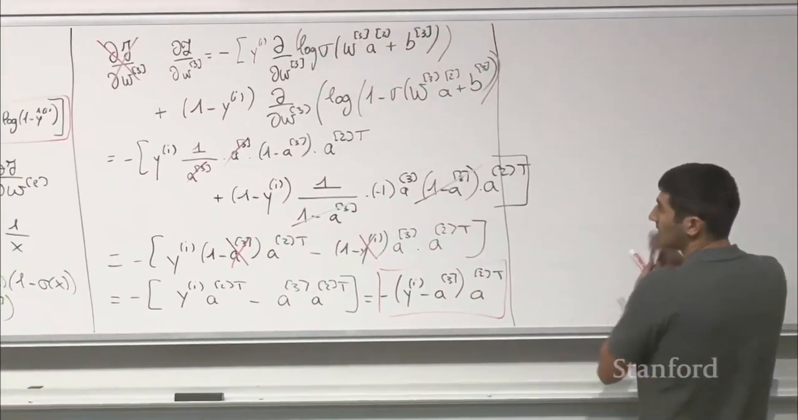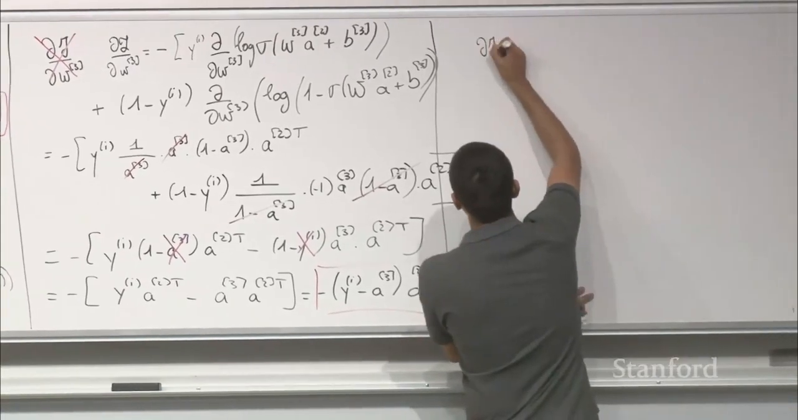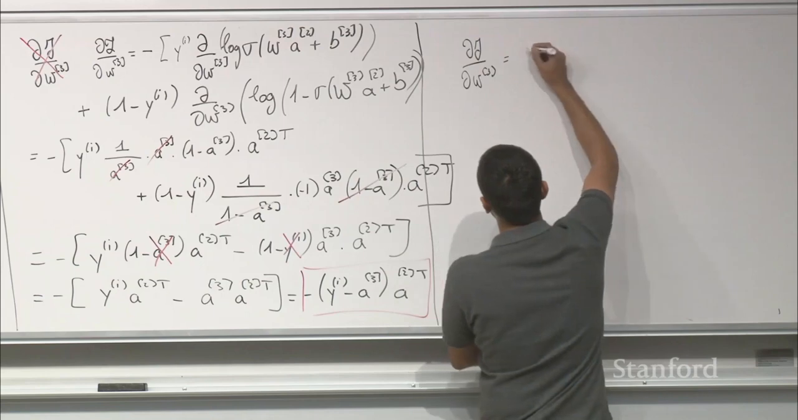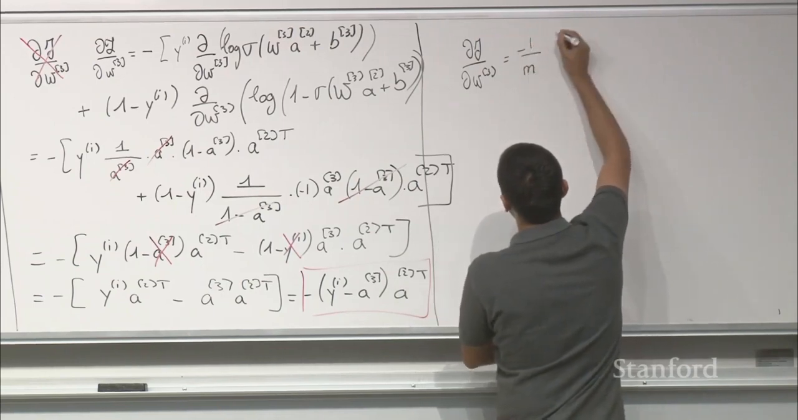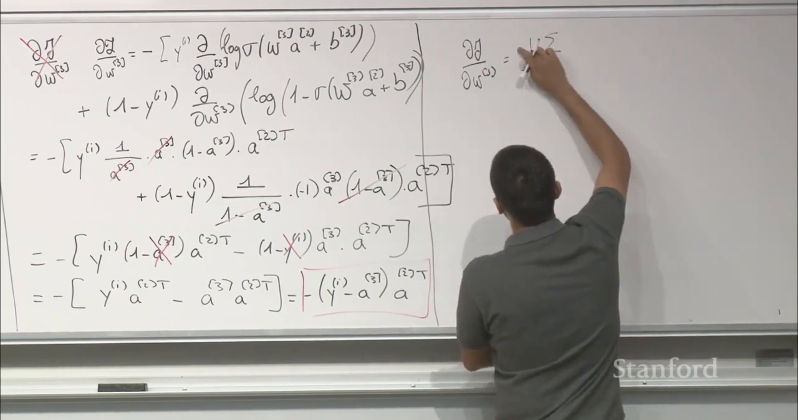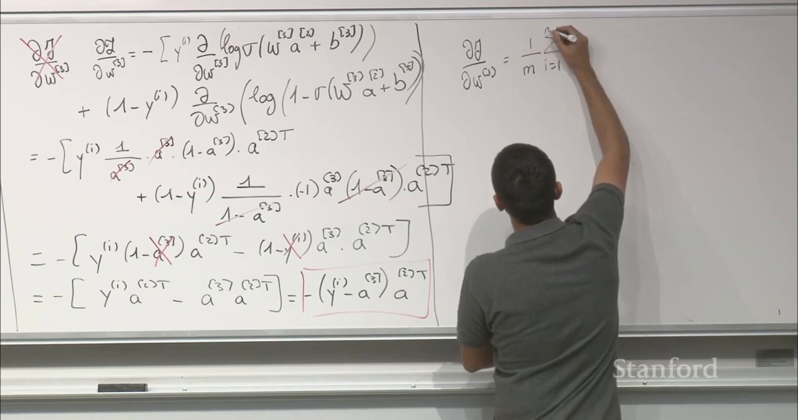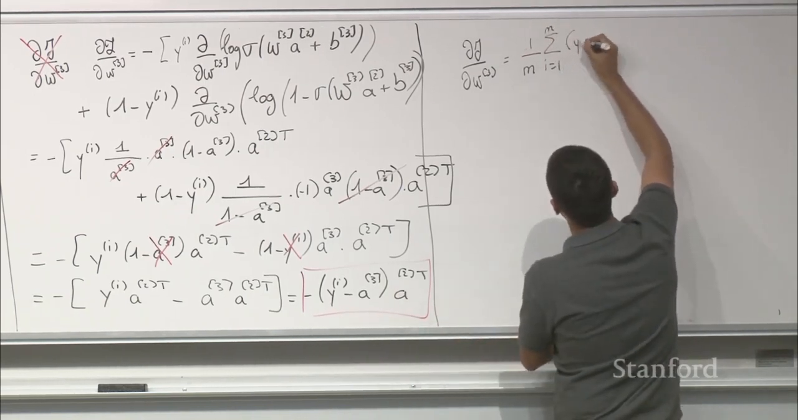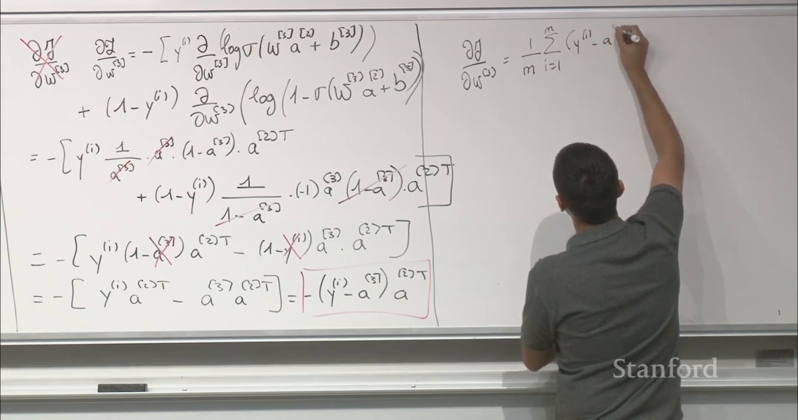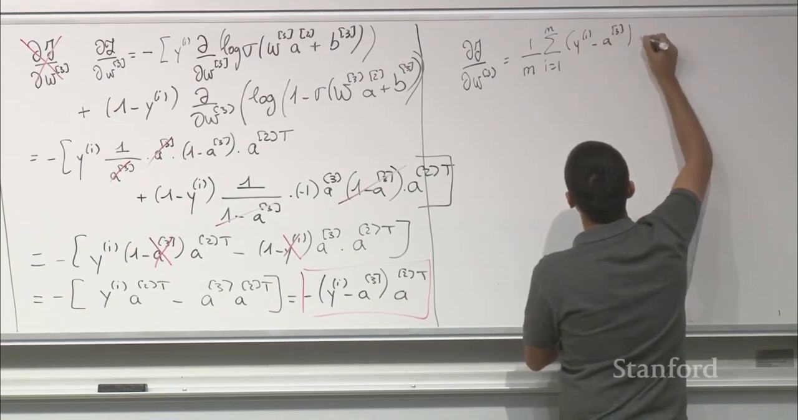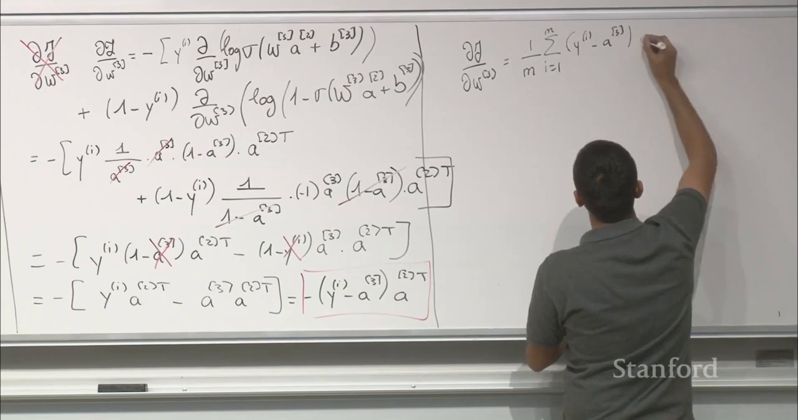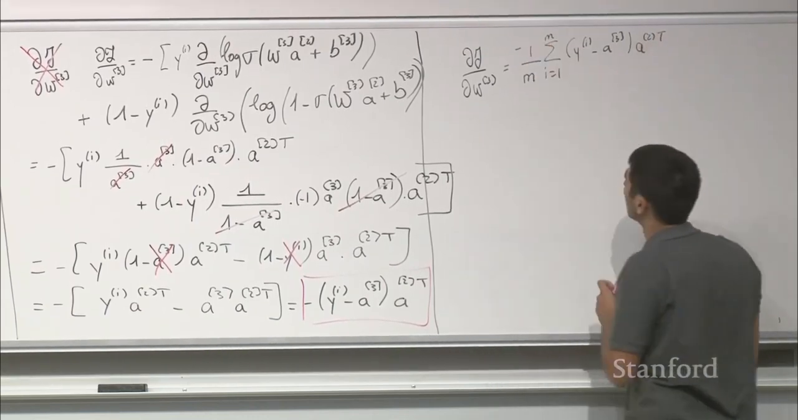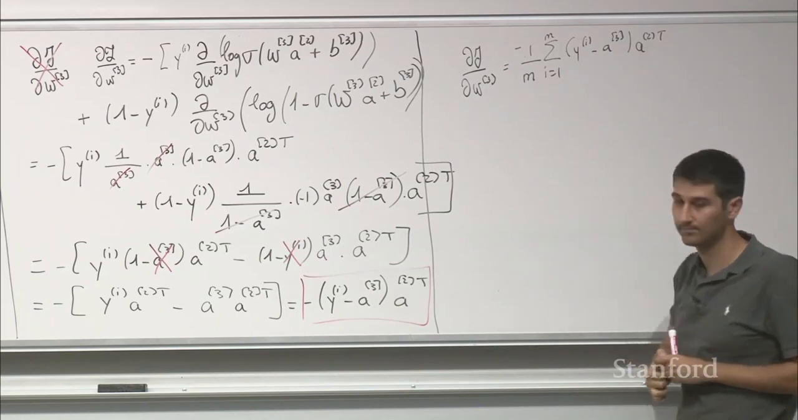So once I get this result, I can just write down the cost derivative with respect to W3. I know it's just 1 over m, I just need to take the summation of this thing. So yi minus A3 times A2 transpose. And I have a minus sign coming up front. So that's my derivative.